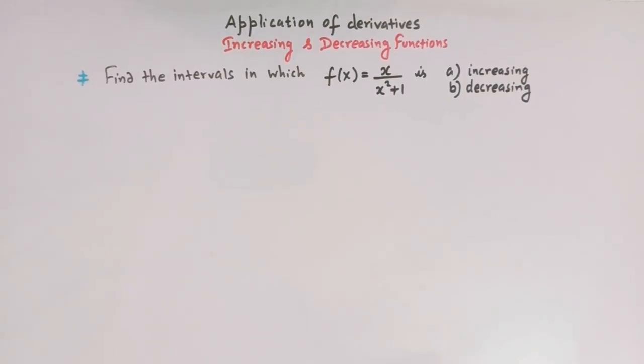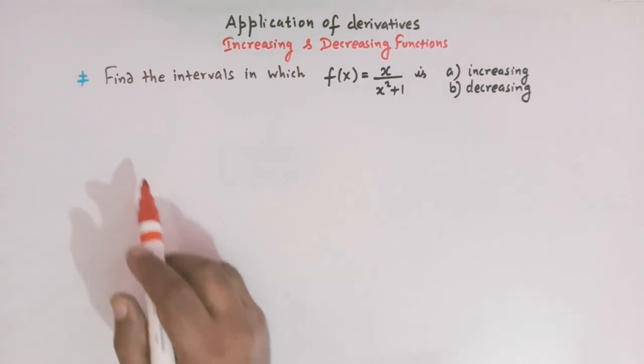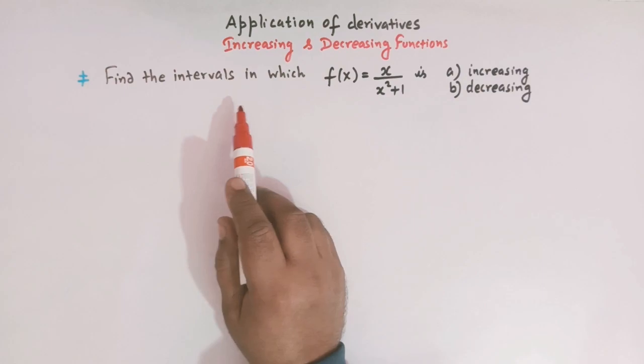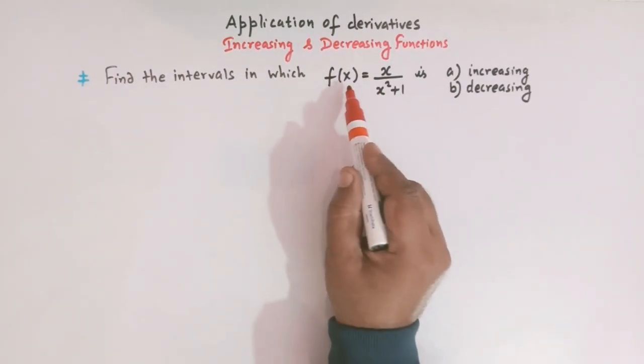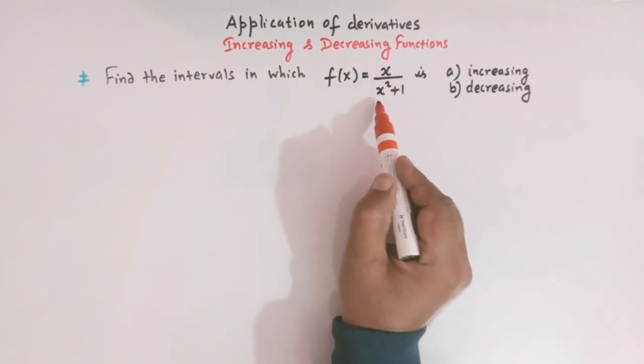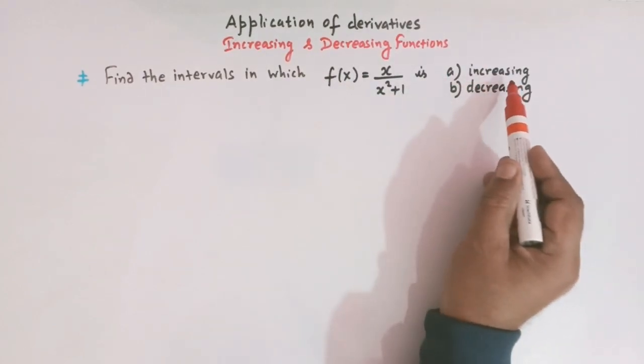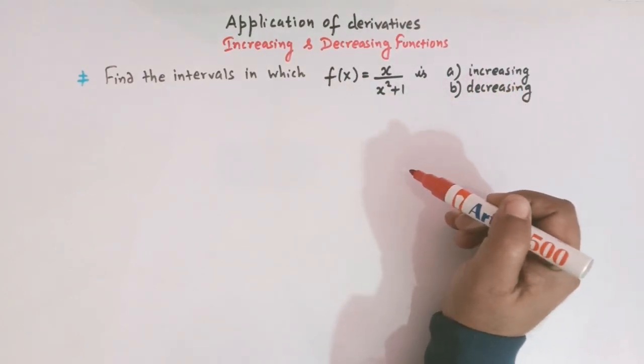Hello viewers, in today's class we are going to discuss an important application of derivatives. Here we are going to discuss a problem from increasing and decreasing functions. We'll solve this problem: find the intervals in which this function, f of x is equal to x over x square plus 1, is increasing and decreasing.